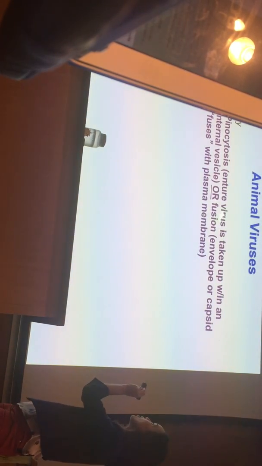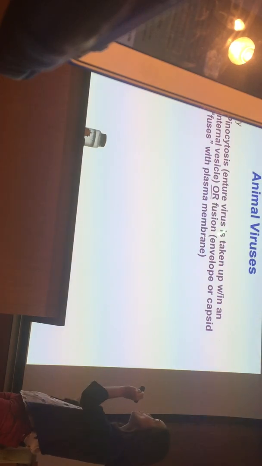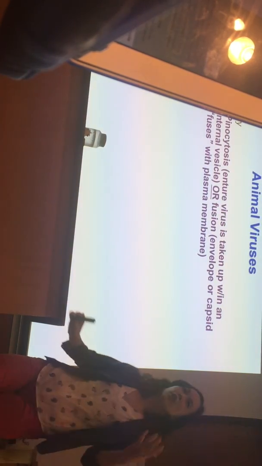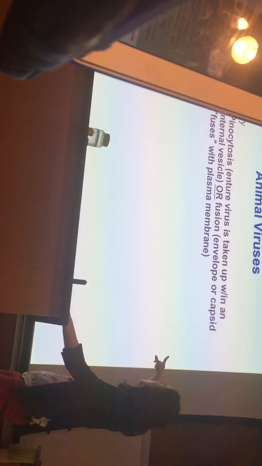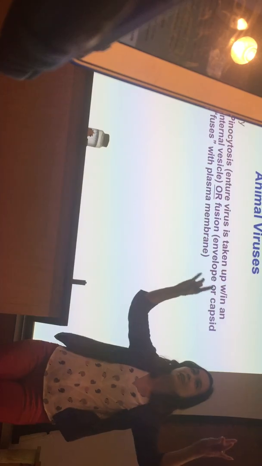So the other popular entry route is called fusion. And fusion is a little bit different because what ends up happening is the envelope or the capsid actually melts, kind of blends in with our cell membrane that the virus is trying to get into. And then all that enters is really like the genetic information or the capsid with the genetic information. So not the whole virus enters when it's fusion.